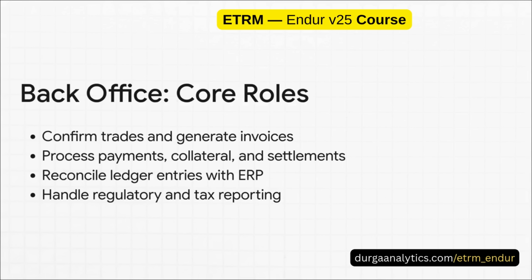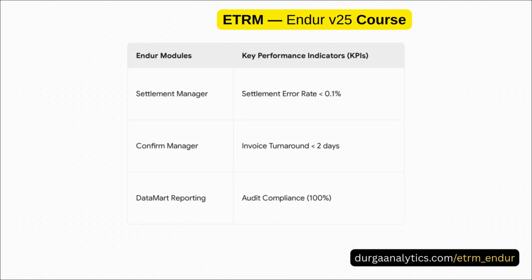They are truly the guardians of financial integrity. Their domain in Endure is the transactional heart of the system: settlement, accounting, and confirmations. Now look at these KPIs. While the front office is dealing with market volatility, the back office is dealing with zero tolerance for error: a settlement error rate of less than 0.1%, 100% audit compliance. In their world, close enough simply does not exist. It has to be perfect every single time.